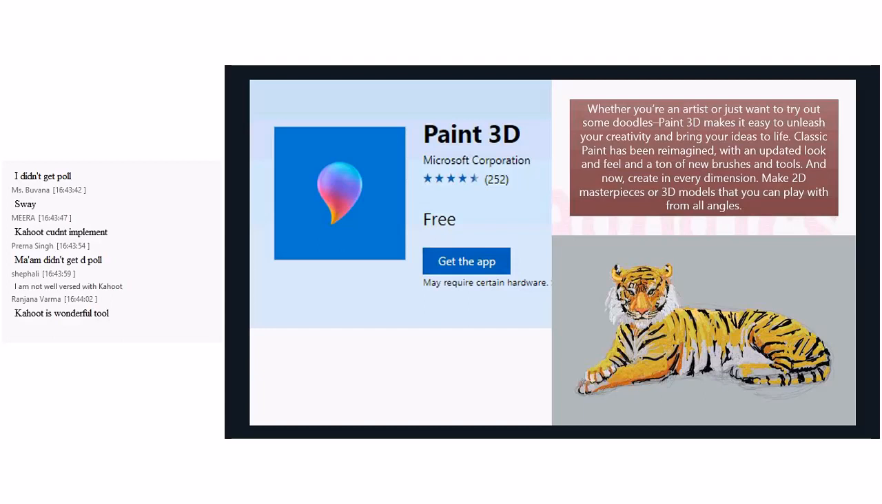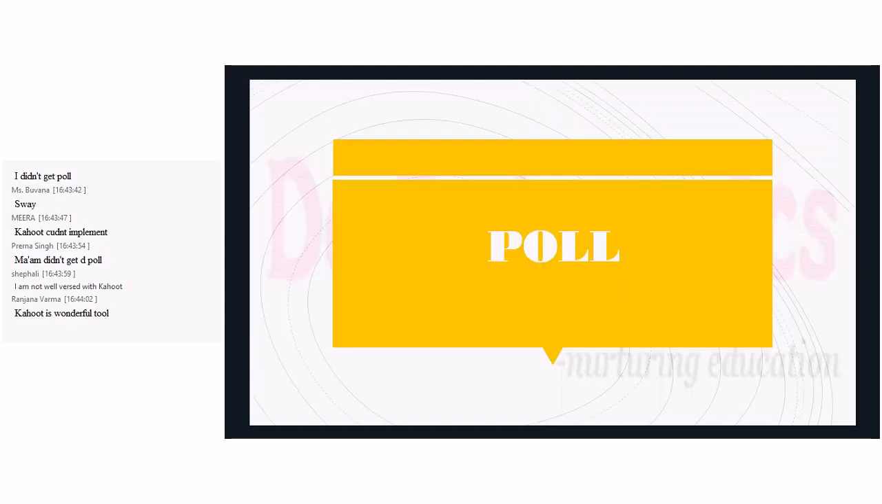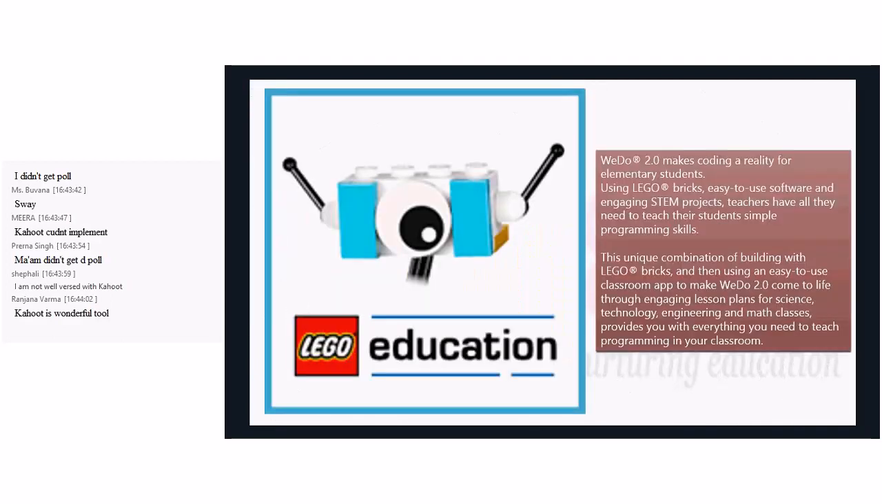Okay, so you've actually taken a choice between so many of the tools that we saw. You just took a poll to help us understand. Let's move forward and let me show you something called Lego. Lego for STEM education is very important and very critical for creative and critical thinking. WeDo 2.0 makes coding a reality for elementary students. Using Lego bricks, easy to use software and engaging STEM projects, teachers have all they need to teach their students simple programming skills.